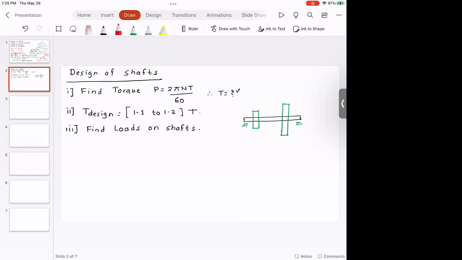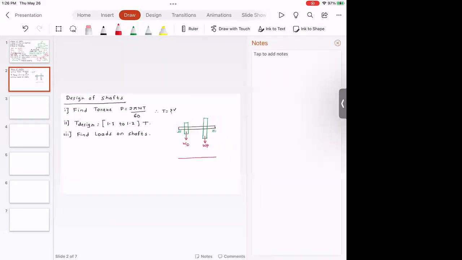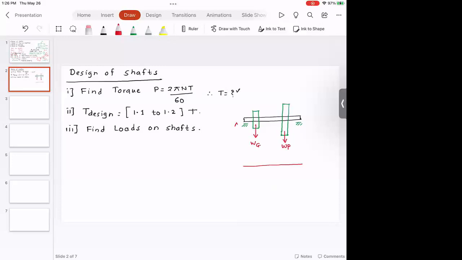So the loading is, this is the weight of the gear, WG, and then there will be weight of the pulley, which is WP. So what you want to do is, you want to draw the free body diagram. Everyone comfortable in finding reactions at the supports? So you can find out the reactions at A and B.